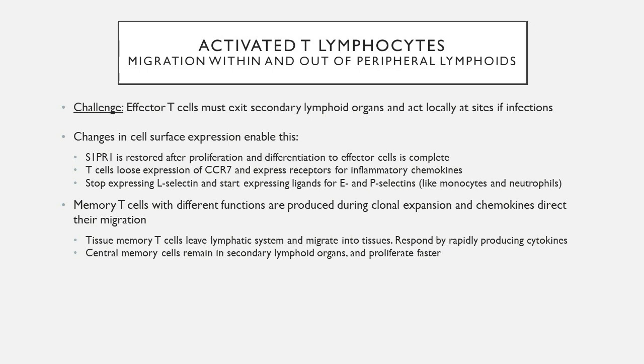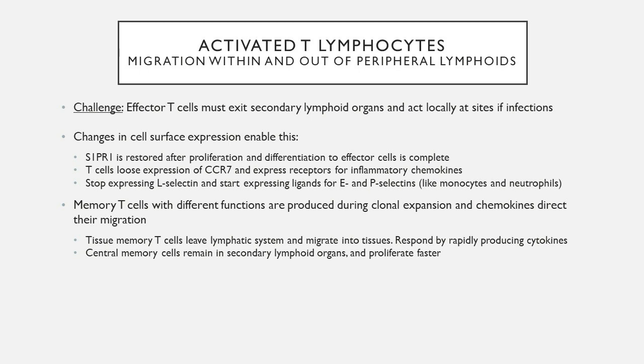So the first step is that S1PR1 expression is restored after proliferation and differentiation. So now cells want to go back into circulation where S1P is more abundant. They lose their expression of CCR7, so they're no longer going to fall into that recirculatory pattern. And they start expressing receptors for inflammatory cytokines, just like neutrophils and monocytes would.